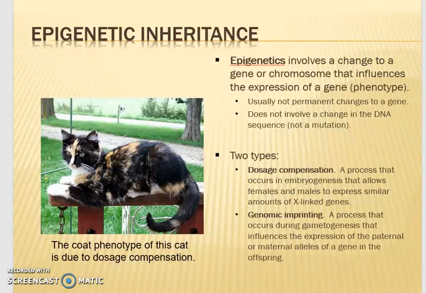Genomic imprinting occurs during gametogenesis and influences the expression of paternal or maternal alleles of a gene in the offspring. So this coat right here is dosage compensation that allows females and males to express similar amounts.